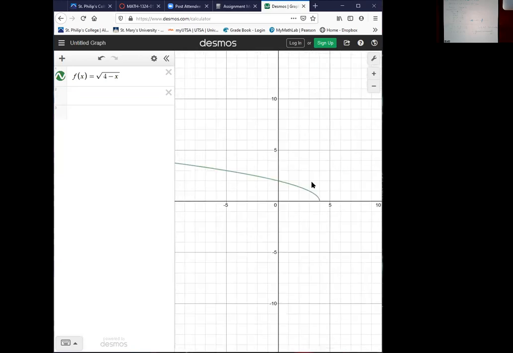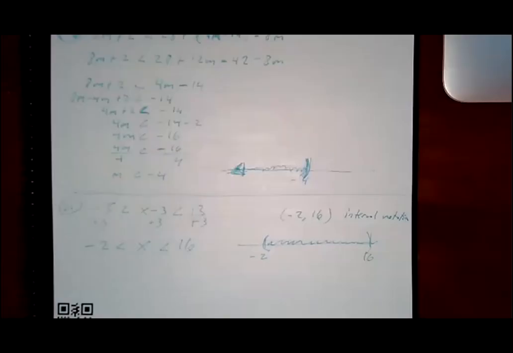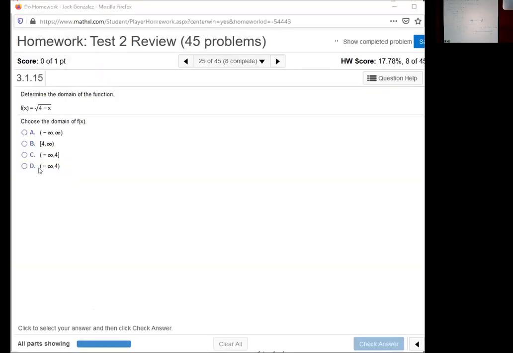So the domain will be, look at our question. Domain will include 4 because it actually touches 4, but it doesn't go to the right. So this is wrong. D is wrong because it says don't include 4, but we already saw in the picture that it was right on 4. So it's going to be negative infinity all the way up until 4. 4 was the highest value.